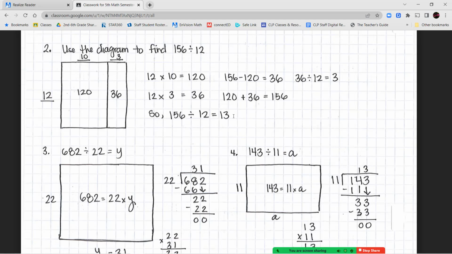So you can stack and multiply these to do the inverse operation and check your work. Or you can see over here how we split it into the partial products, 12 times 10, and then 12 times 3, and then put those together.